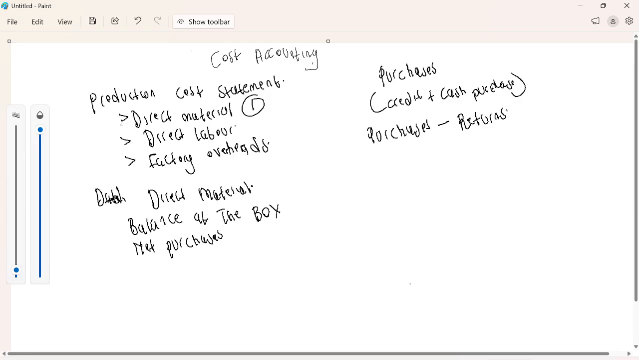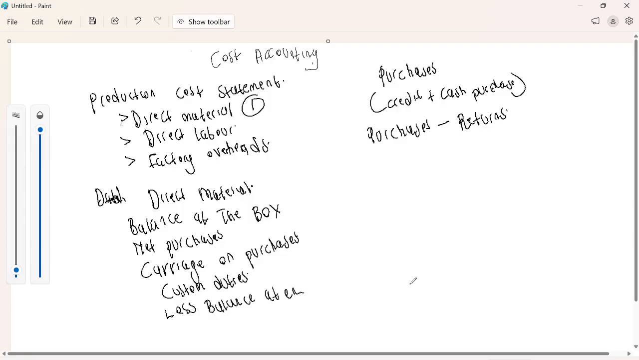And then also we have carriage, our carriage on purchases, and also custom duties, they'll be given to you, right? And then you less the balance at the end. So basically this is how it goes.